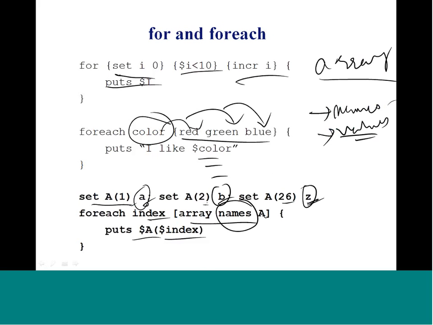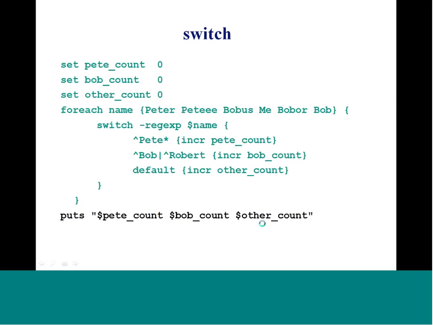So in this case, when you say foreach index in array names A, and then puts $index, we can see that this program will output A, B and Z. And then finally, this command called switch. This is very similar to the case statement that you may be familiar with. So here we see another example.